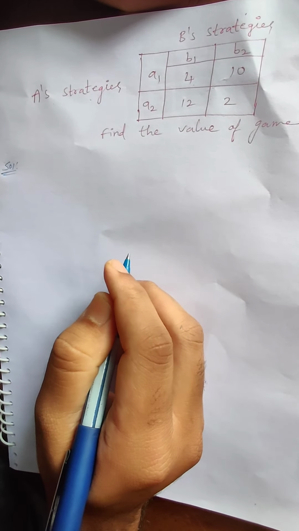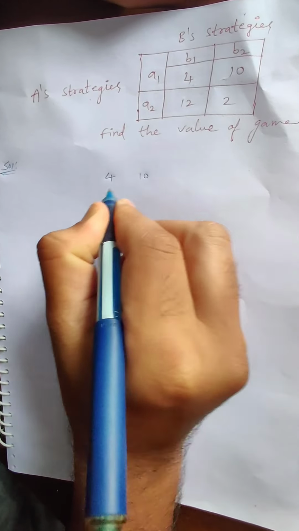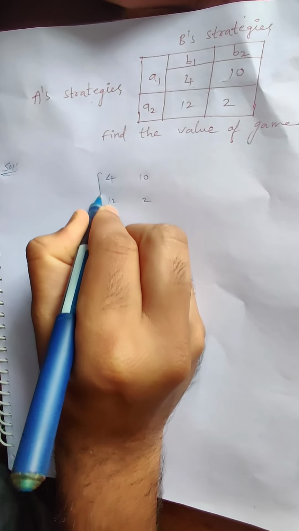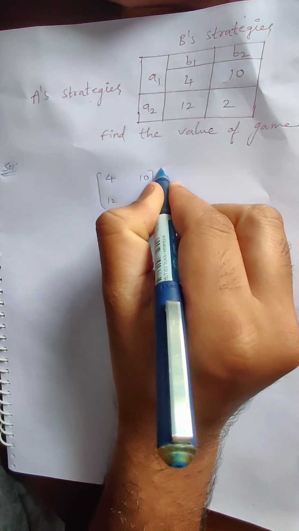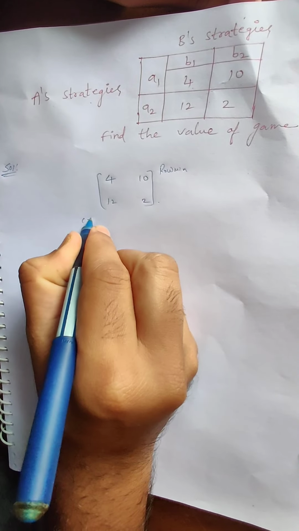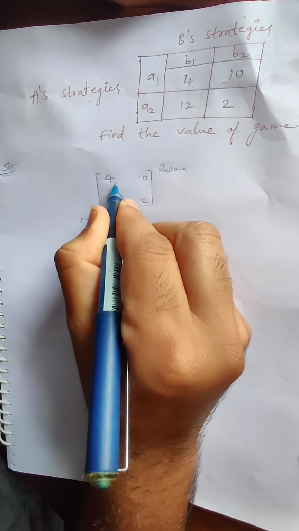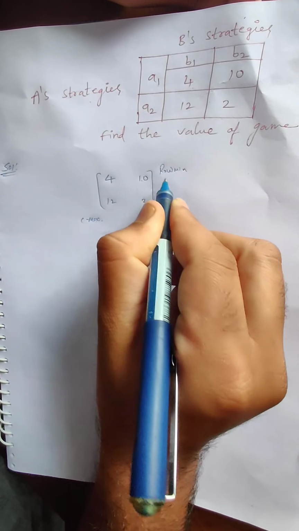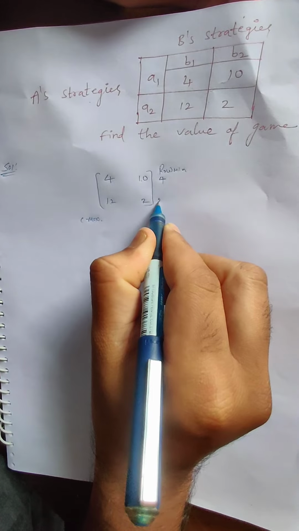How can we calculate that? You take out the 2 by 2 matrix from those values 4, 10, 12 and 2. First, on the right side we need to calculate the row minimum values, and here the column maximum values. To calculate the row minimum values, what is the minimum of 4 and 10? 4 is the minimum value, and out of 12 and 2, 2 is the minimum value.